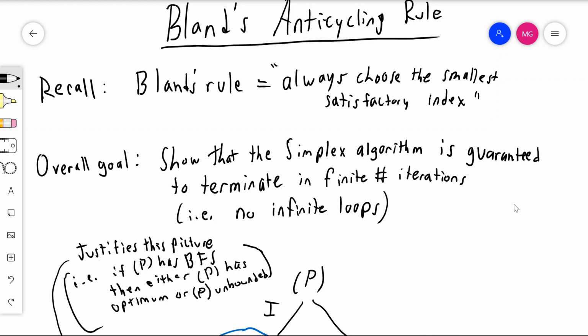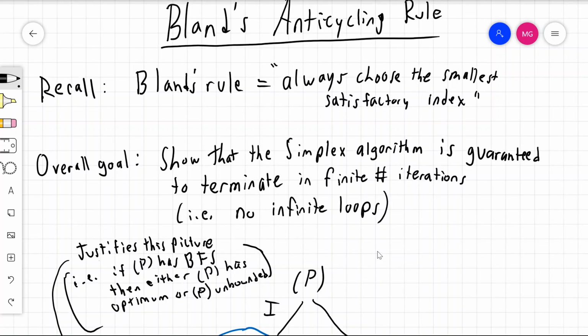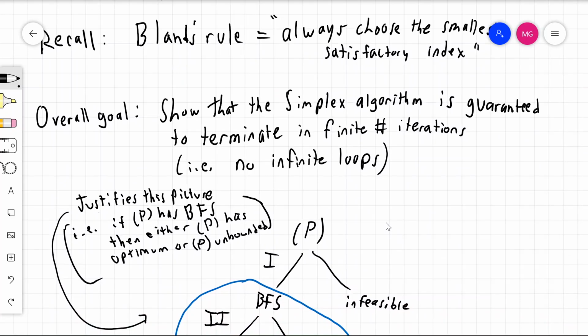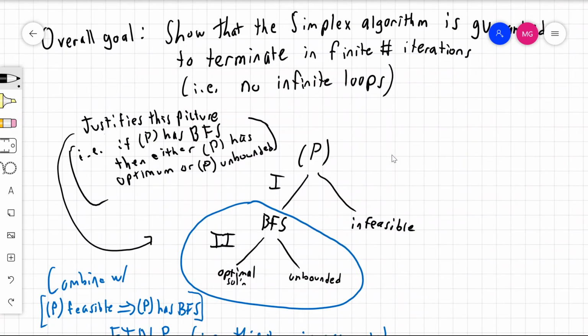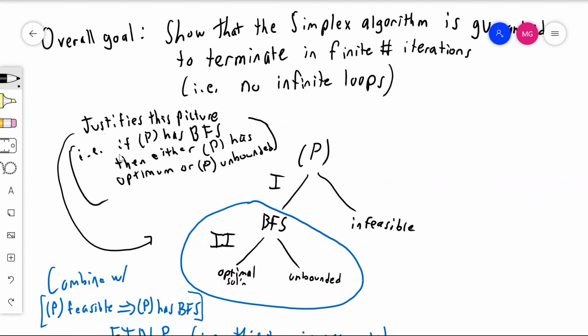You can't cycle through multiple bases. So that's why we're calling this Bland's anti-cycling rule. There are no cycles of bases. Okay, and so that being true, we'll justify this picture.